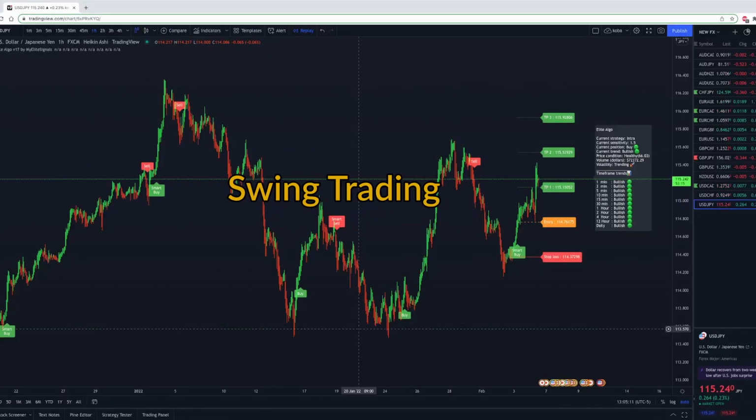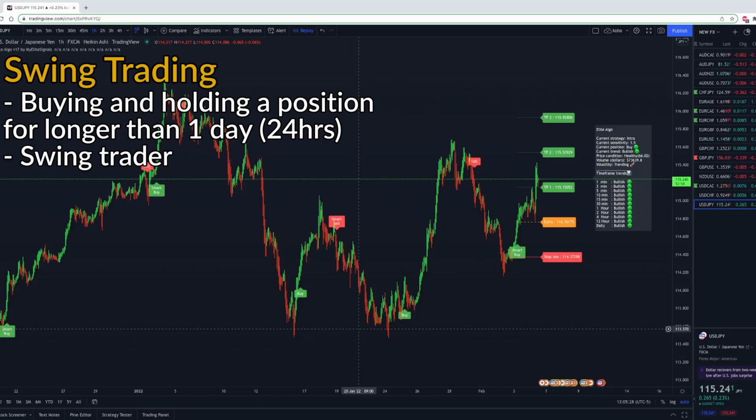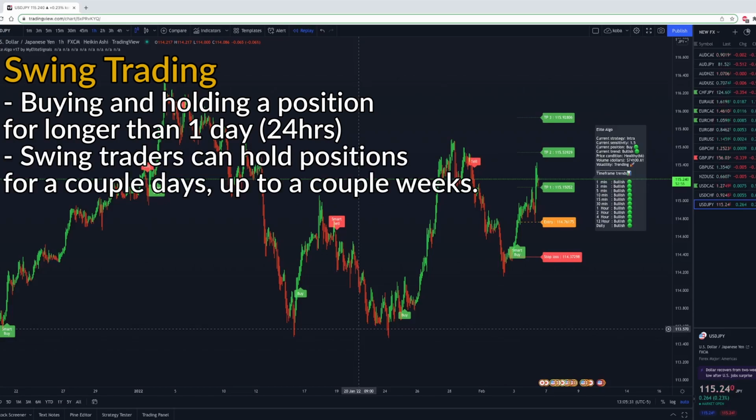Let's get into it. So if you guys don't know what swing trading is, swing trading basically means that you're buying a position and then you're holding it for longer than 1 day. So it could be 2 days, 3 days, 4 days, a week, 2 weeks. If you're holding it longer than 1 day, that is considered swing trading.